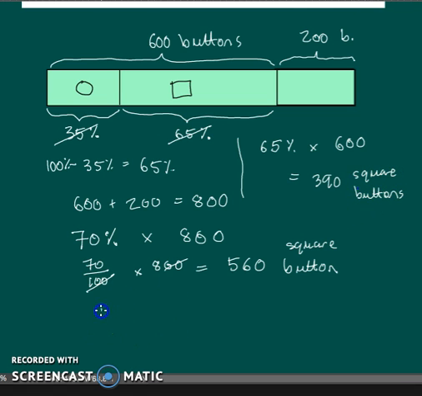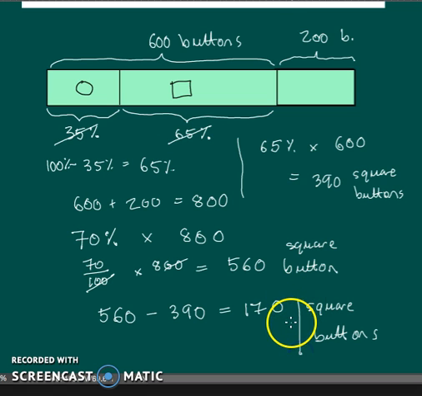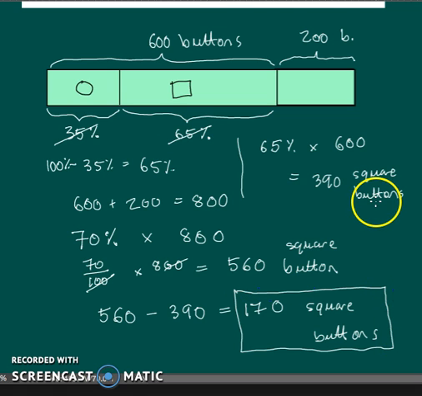Now all I have to do is take my new number of square buttons and subtract my old number of square buttons. So 560 minus 390 gives 170 square buttons. Oops. So that's our answer. The question doesn't ask how many of the new buttons that were given were round, but you are welcome to figure that out.